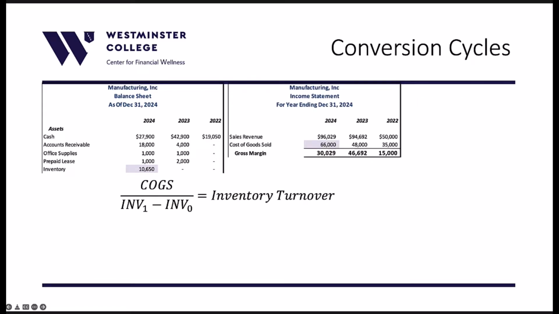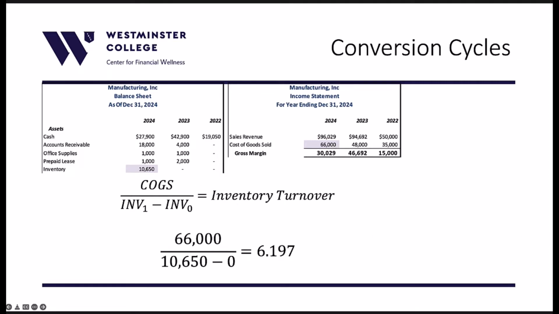So the next one we'll go over is inventory turnover. So this is how many times, in this example, within a year, we actually turned over our whole inventory. So we'll take that cost of goods sold, and then we'll take that and divide it by our change in inventory. In this case, we didn't have any inventory in 2023, so our change in inventory will actually just be our inventory, which is this 10,650.